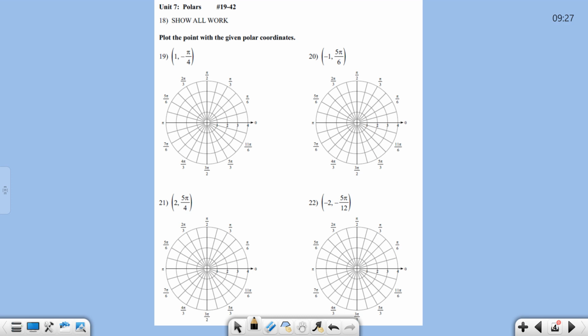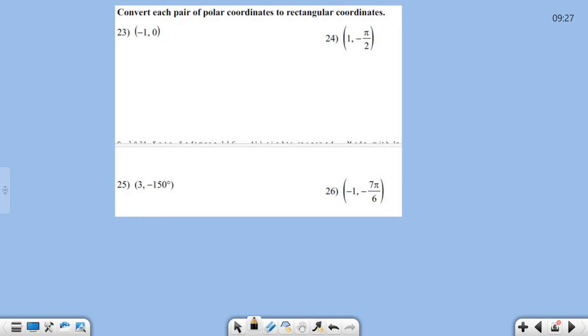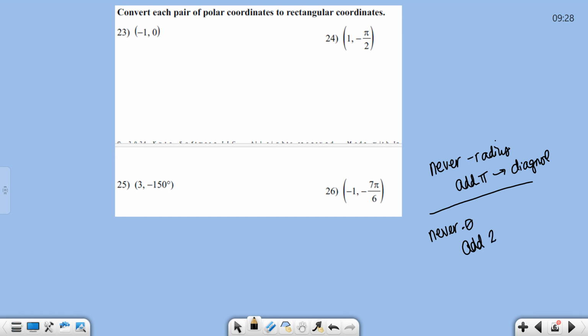So in our polar graphs, the things that you want to make sure that you've got down pat is you can never have a negative radius. Okay, so if you get a negative radius, you are basically adding pi, so you want to go diagonal from where the actual point is. And then the other part is we don't want a negative angle value. So in this case, we would add 2 pi. And that is the same thing as determining a coterminal angle.